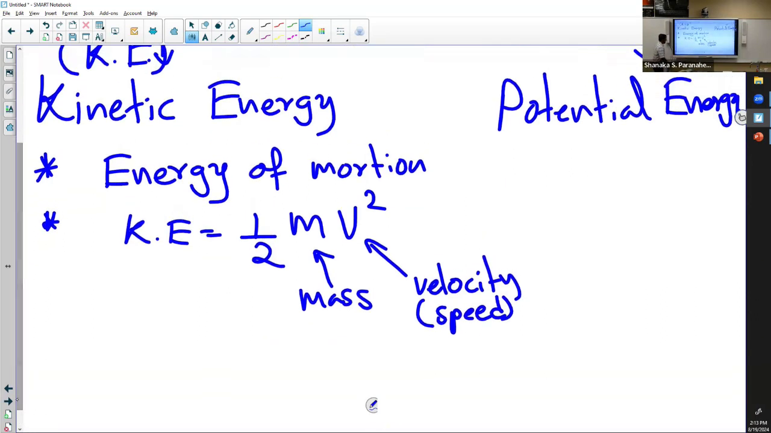So if the V is 0, if the speed is 0, do you have a kinetic energy? No, it is 0. If you are not moving, you don't have kinetic energy. The vehicle is at a parked position, so it doesn't have any kinetic energy. Kinetic energy is going to be 0.